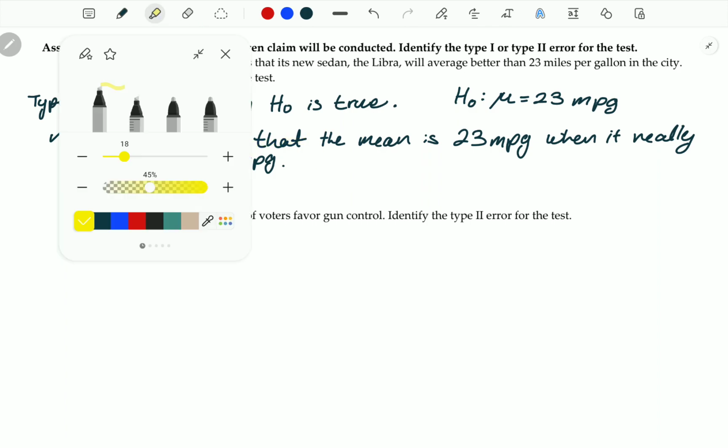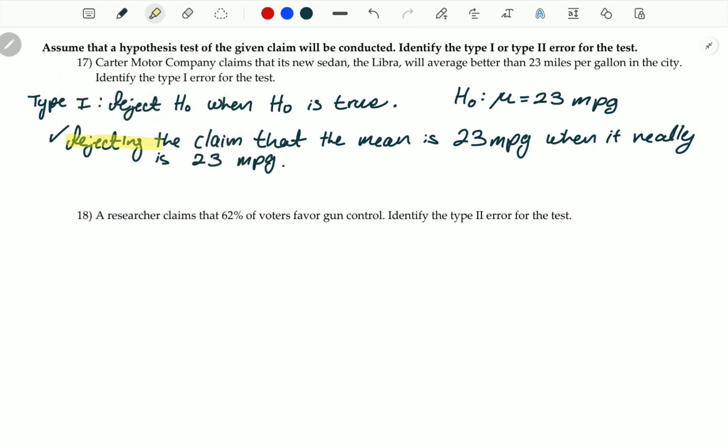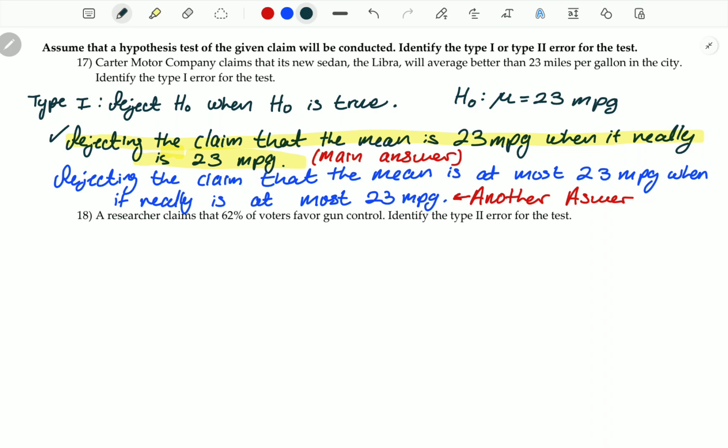Let's make this highlighter a little bit thicker. We can write this in one other alternative way, which is not necessarily a way that I would write it if I'm following the symbolic representation of the null hypothesis, but we can write it like this. Rejecting the claim that the mean is at most 23 miles per gallon when really it is at most 23 miles per gallon. This is another answer, but the main answer is going to be this one up here.